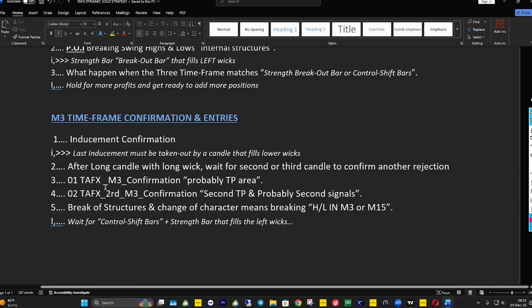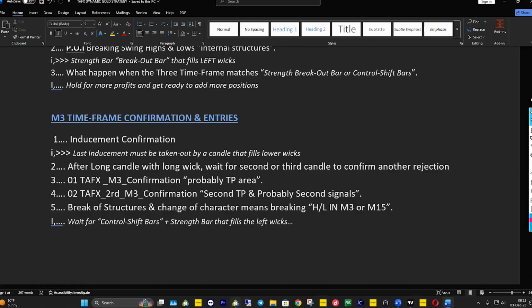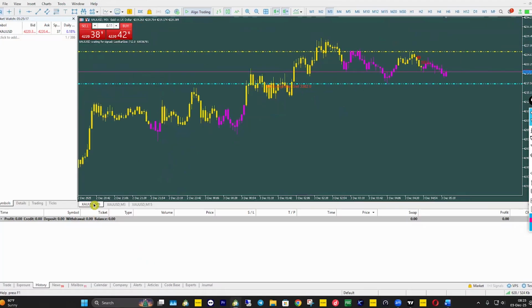Wait for the second and third. We have the first TFX minute 3 confirmation, probably the TP area. So let me go direct to this one. We have the first confirmation that gives us where to set our TP. So the first confirmation of minute 3 is where you can set TP.